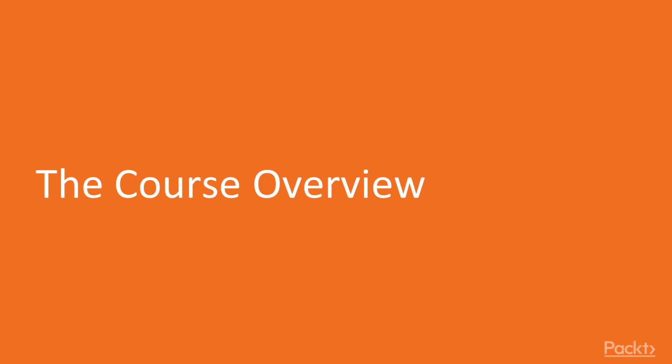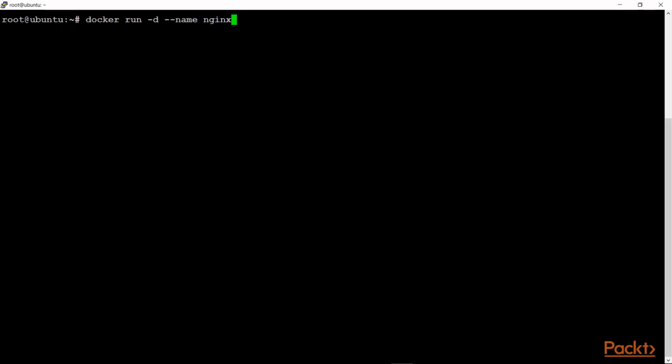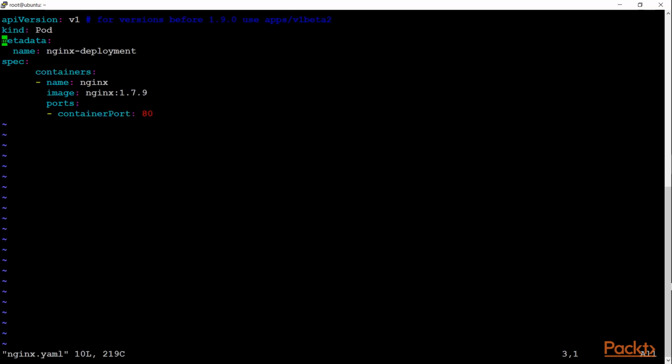This course is designed for system administrators, developers, DevOps engineers, and also those who want to learn what Kubernetes is. So the Kubernetes recipe course has been divided into 5 sections. Section 1 deals with the introduction of containers and overview of Kubernetes architecture. We will deploy a single node Kubernetes cluster, and on top of that we will deploy our first pod.